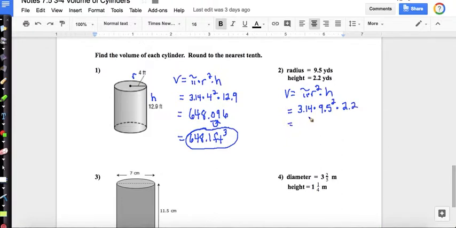Now once again, I've already typed this into my calculator, so I'm going to write down what I got, and it's 623.447. Now, to round it, underline the tenths place. Remember, the tenths place is one number after the decimal. I should have said that in the last one, but I think you figured it out. And draw an arrow to the right. It's 4 or below, so I'm going to leave this alone. So my final answer is 623 4/10 yards cubed.